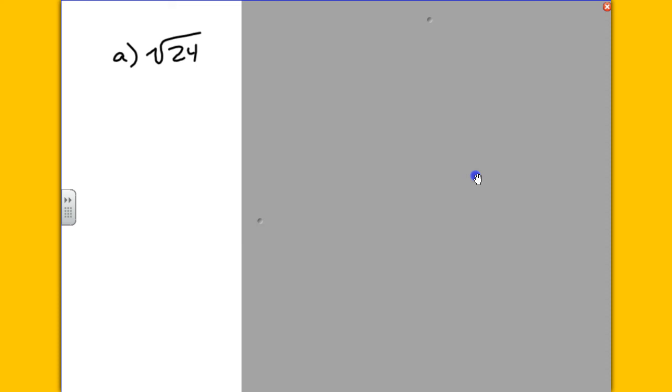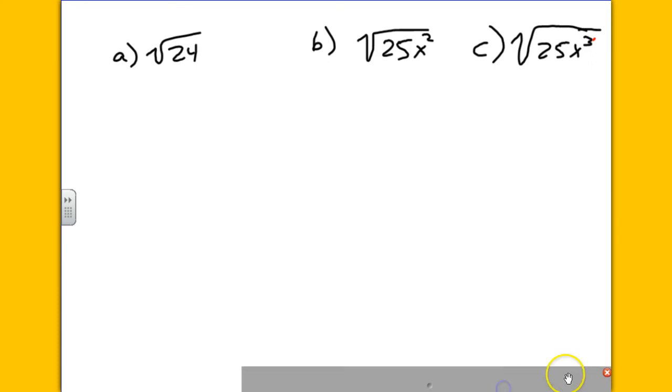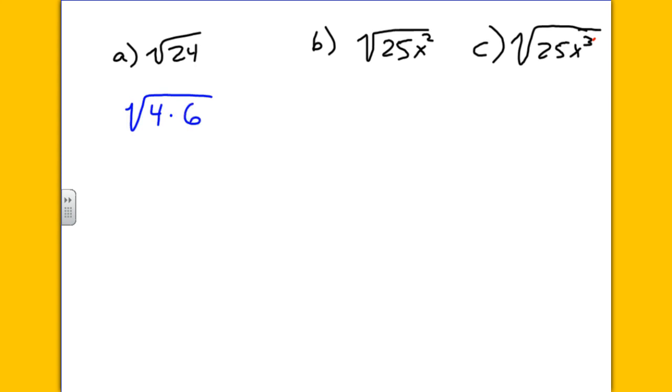Go ahead and try these. If you're at home, pause the video and then come back and see what we found here. What perfect square factor is in 24? Juliana? 4. Okay, so 24 is 4 times what? 6. And so what we can now do is do what? You can take 2 out of 4. Take the square root of 4 and bring a 2 out. The square root of 4 is 2.